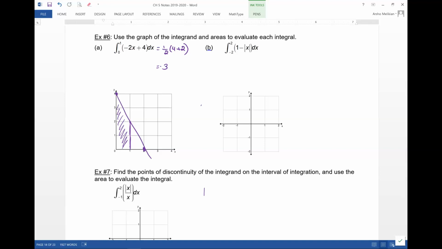Okay, and now what's that going to look like? That way or that way? It's going to go down, right? So when x is 0, y is 1, and then what are the x-intercepts? 1 and -1.